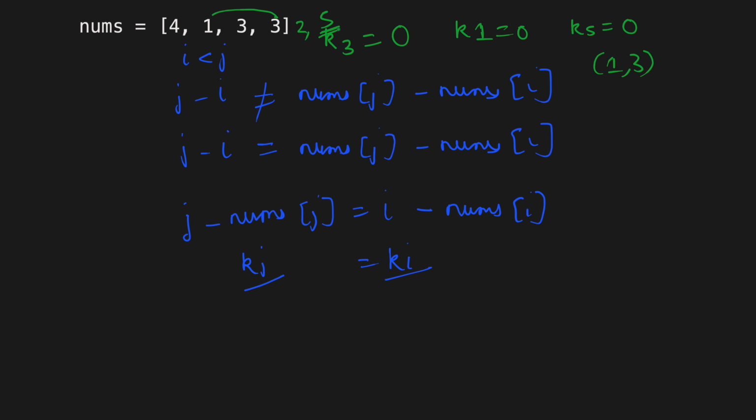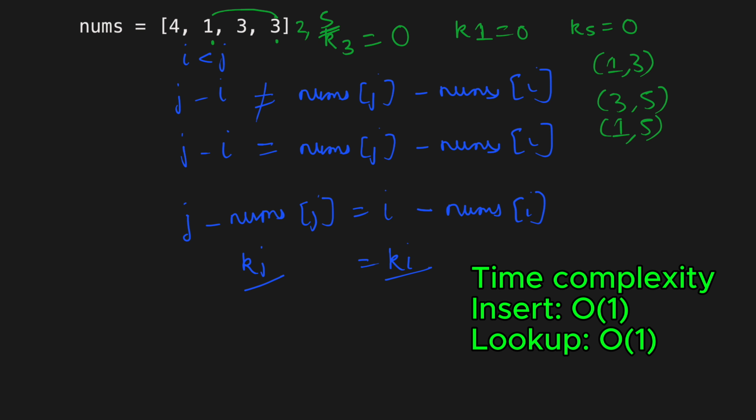So now for this index, how many good pairs can we form? We can form two, one with 3, that is (3, 5), and one with 1, which will be (1, 5). So because of that, we will get a total of 3 good pairs. And now, because we have to track these values, kj's, which data structure can help us with the lookup? The answer is Hashmap because the lookup time complexity of Hashmap is O(1).